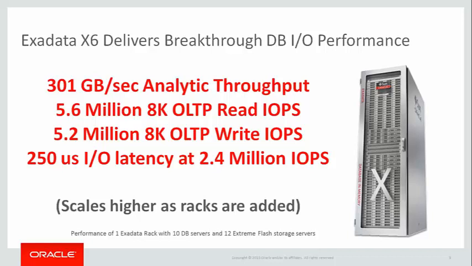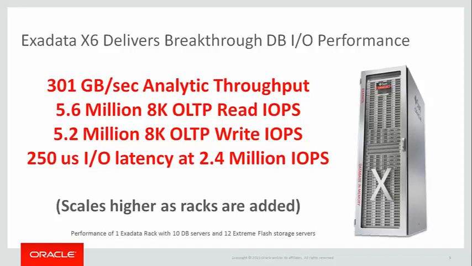Exadata X6 delivers breakthrough database I/O performance. It offers 300 gigabytes per second of analytical throughput, 5.6 million 8K OLTP read IOPS, 5.2 million 8K OLTP write IOPS, and 250 microsecond I/O latency at 2.4 million IOPS. So it scales higher. This is just one rack's numbers, and as you add more and more racks next to each other, these numbers are multiplied linearly.